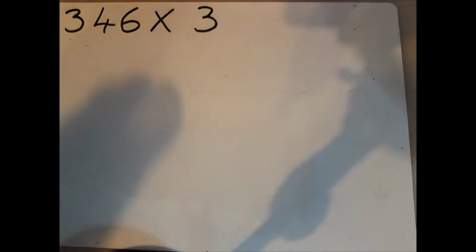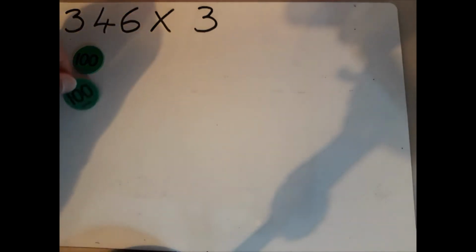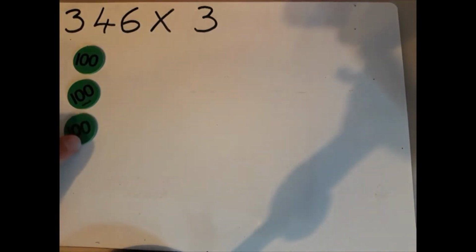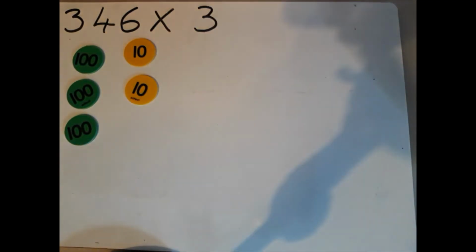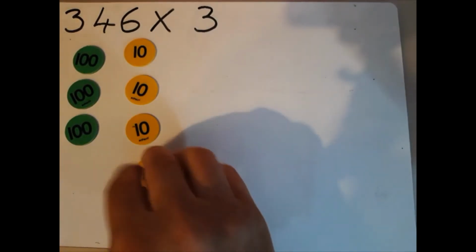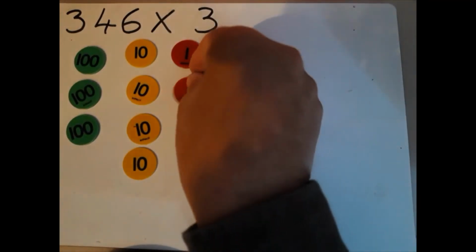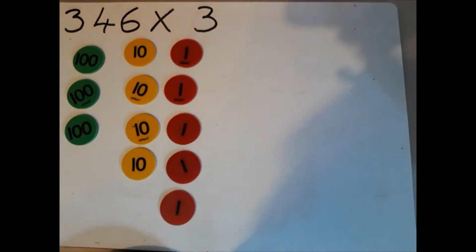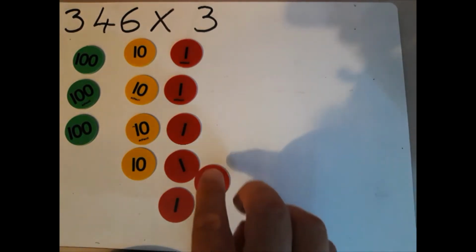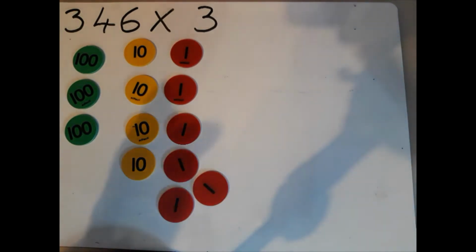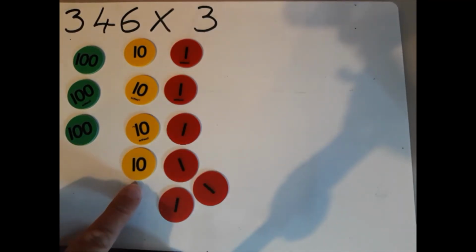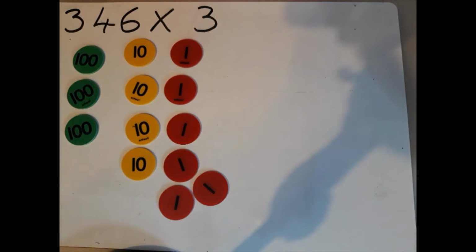346 is actually made up of 3 hundreds. It's made up of 4 tens, and it's also made up of 6 ones. So we have 346. Now we are multiplying it by 3.